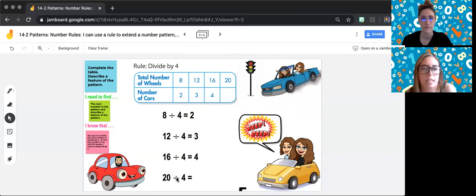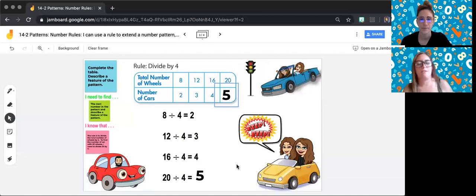Great. So we did 8 divided by 4 to see the relationship between 8 and 2, 12 divided by 4 for 12 wheels and 3 cars, and 16 divided by 4 for 16 wheels and 4 cars. And then the last one will be 20 divided by 4. If we have 20 wheels and one car has 4 wheels, we should have 5 cars. Great job. I'm just going to put that up there. So if you have 20 wheels, you have 5 cars.